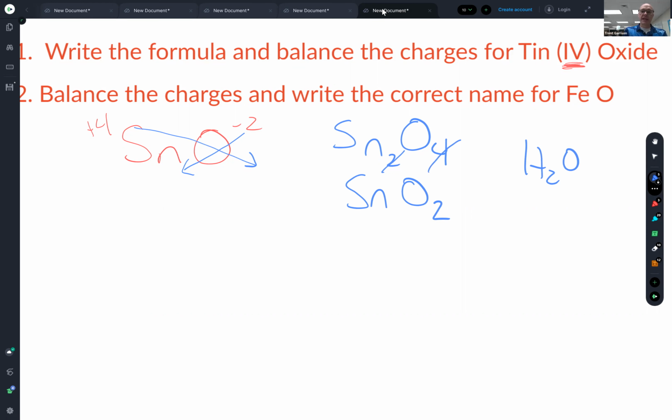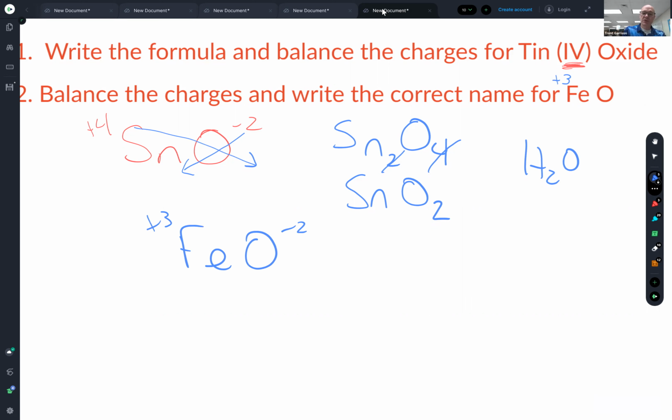Okay, second one. Now it's asking us to write the formula correctly as well as the name for FeO. Well, I need to provide you with a little bit more detail because you don't know what the charge of iron is. So we're going to put that as a +3. Charge of oxygen again is -2.